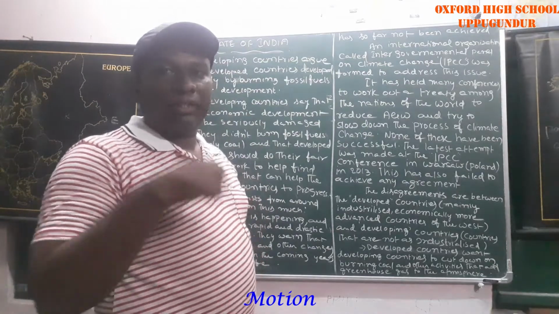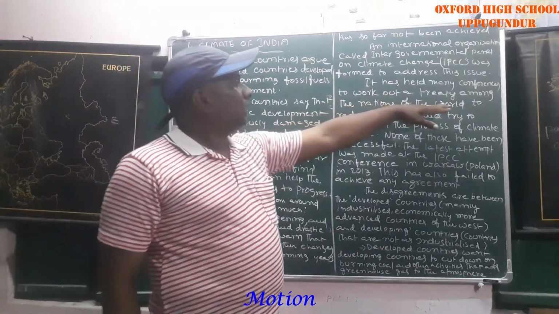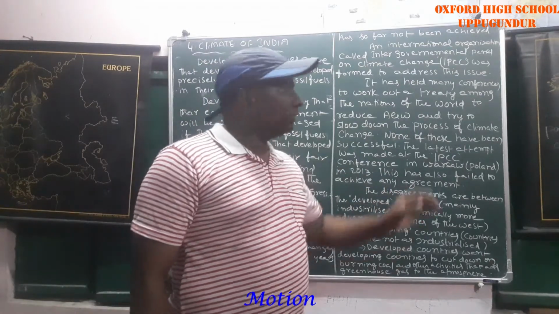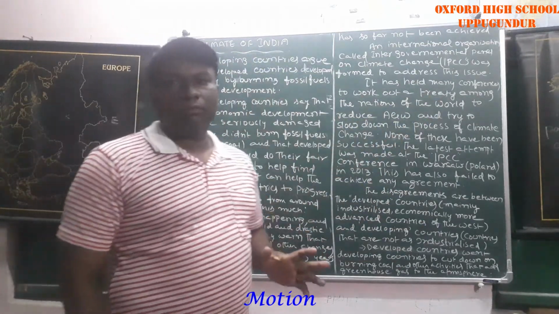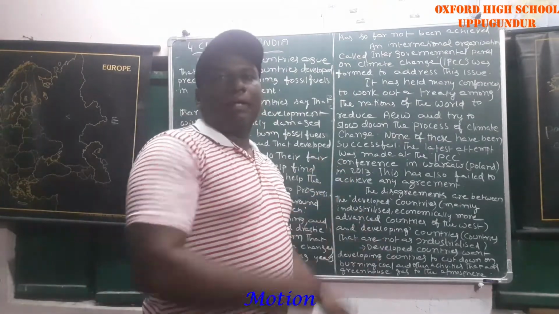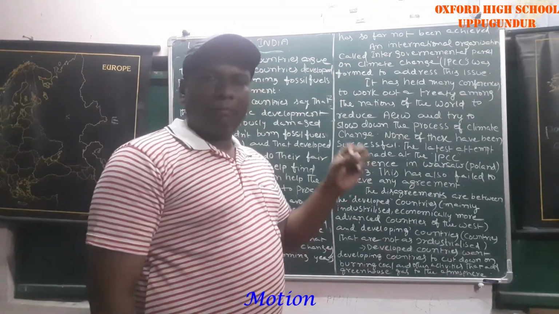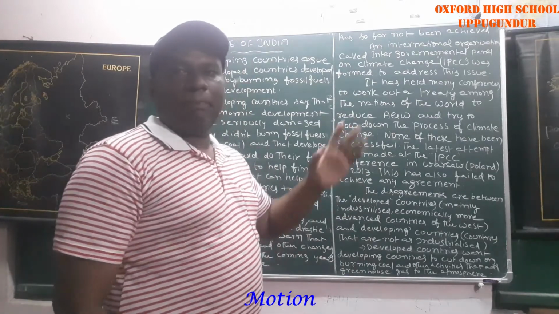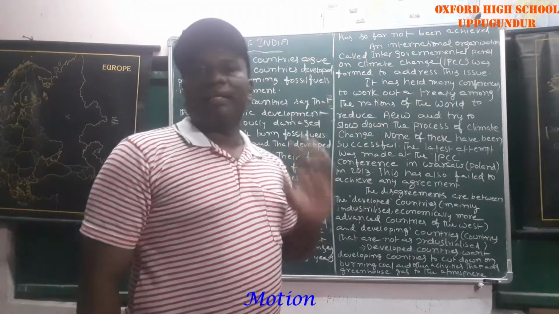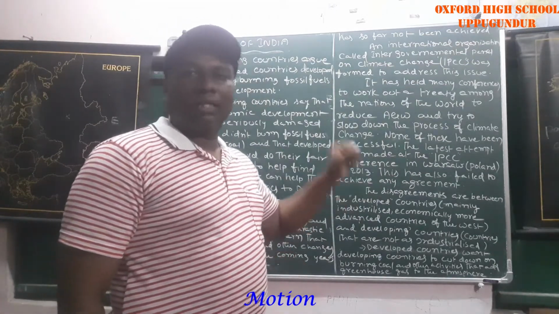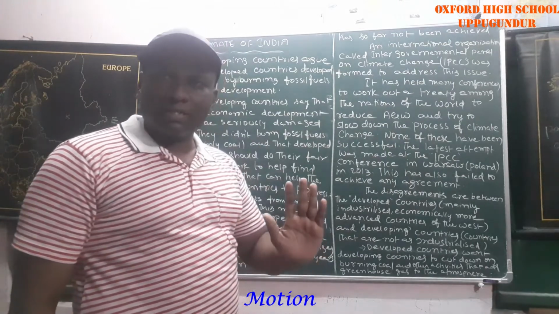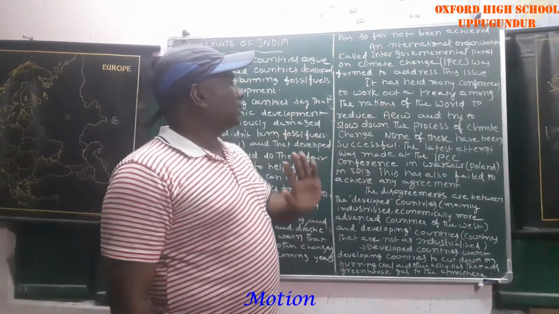The anthropogenic global warming issue. It has held many conferences to work out a treaty among the nations of the world to reduce AGW. Many conferences were held in many places, but they are unable to make any kind of agreement. These conferences did not succeed in making one proper agreement. Do you understand? So that's what I am saying here.